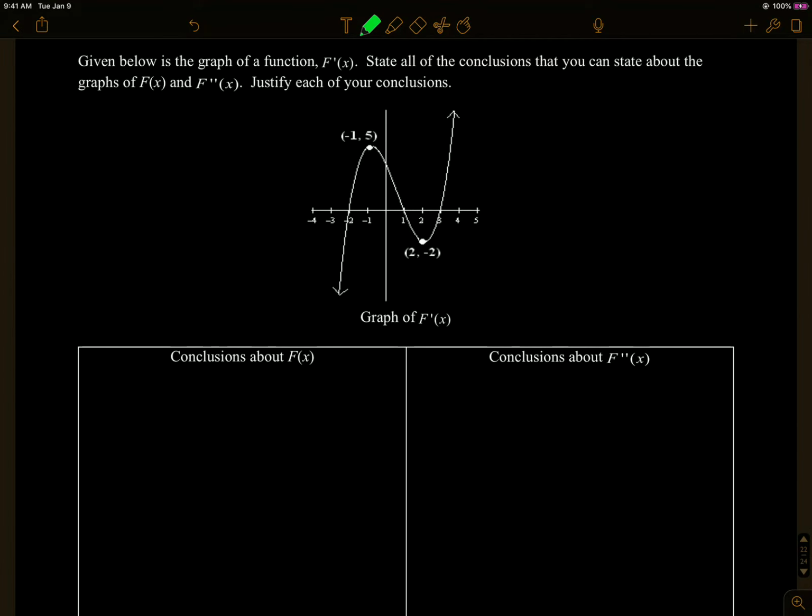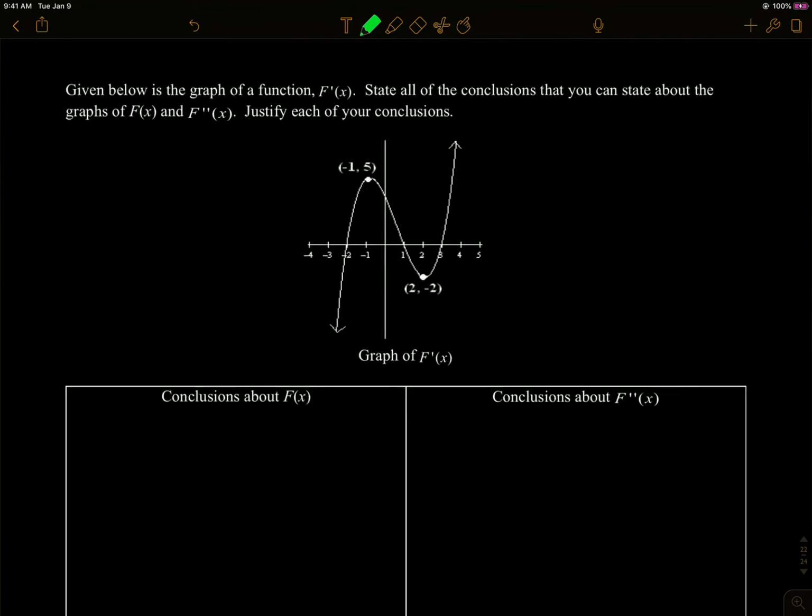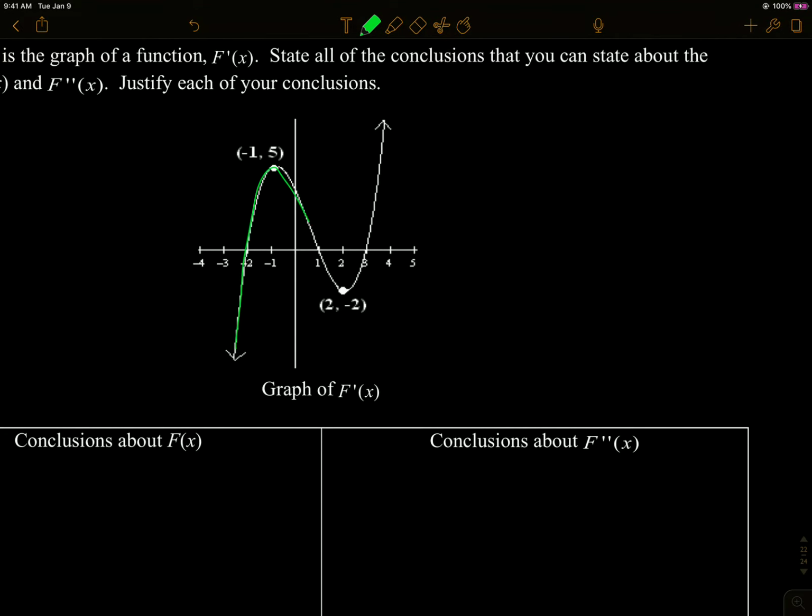Let's try it now if we're given the graph of f prime. What could I say about f? So this is what? A cubic function, right? It's got two turns, so that's a cubic. Its trend overall, over time, it starts low and trends upward, which means it's got a positive slope, I would say. That means its leading coefficient is positive. So it's a cubic with a positive leading coefficient.